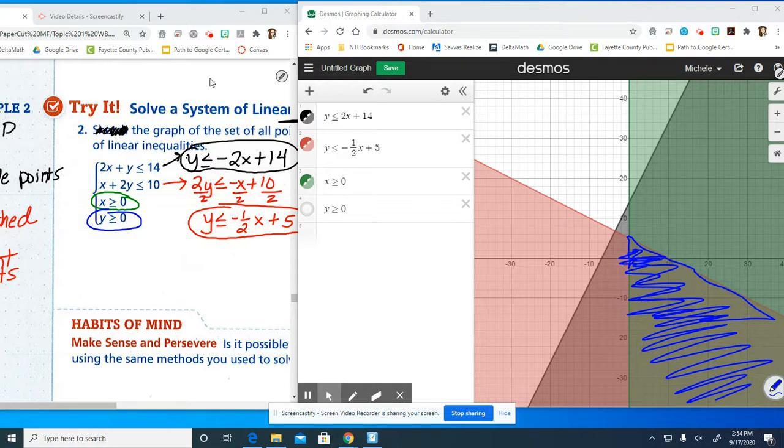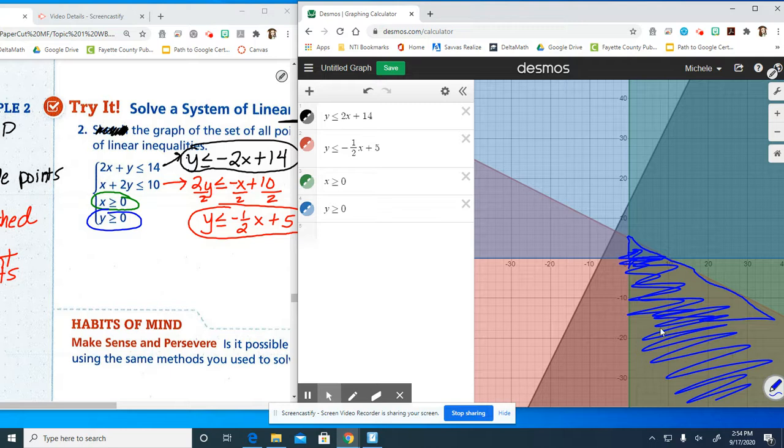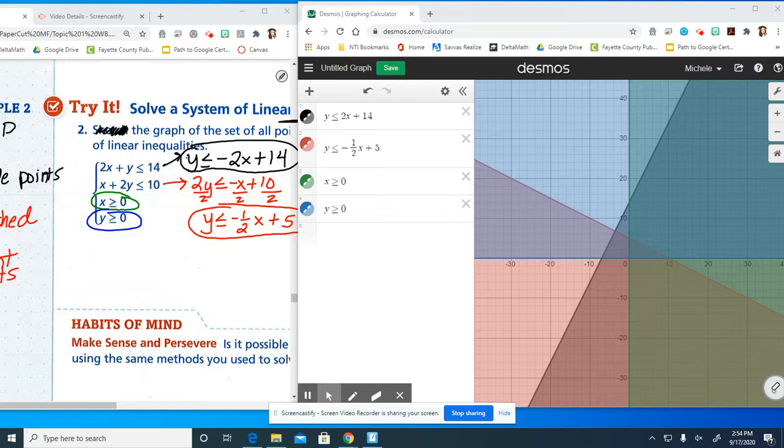Okay, but then as soon as I add the y is greater than or equal to 0, then I just talk about the first quadrant. So I'm going to erase what I colored in. So now all four of these overlap in this little triangle right here. So that means that this triangle is my solution region. Any point in here will make all four of those inequalities true.